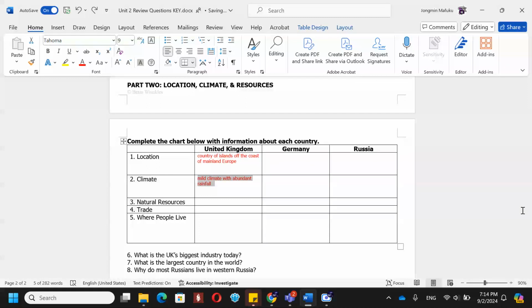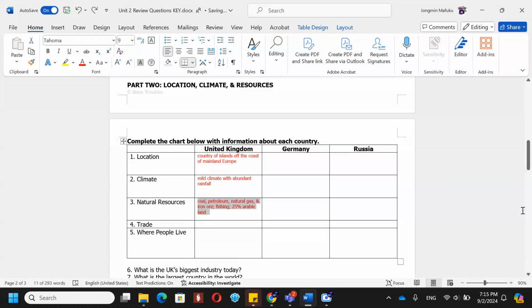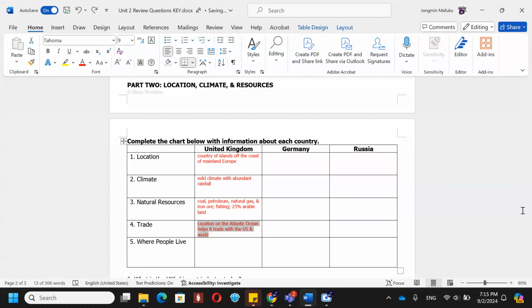We learned that abundant means plenty. And of course, we saw a bunch of pictures of how gray and smoggy the United Kingdom's sky was. Natural resources: coal, petroleum, natural gas, and iron. We also learned that fishing is very big in the United Kingdom. Since they're an island, that makes sense. People fish on the coast of the United Kingdom, and 25% of land is arable. Again, arable means fertile, good for farming.